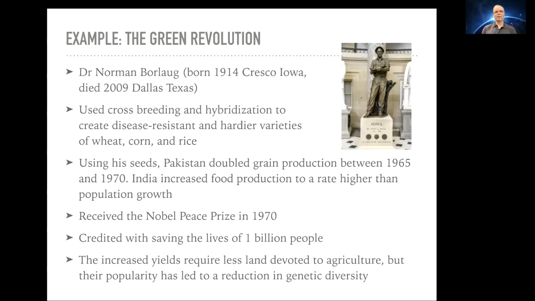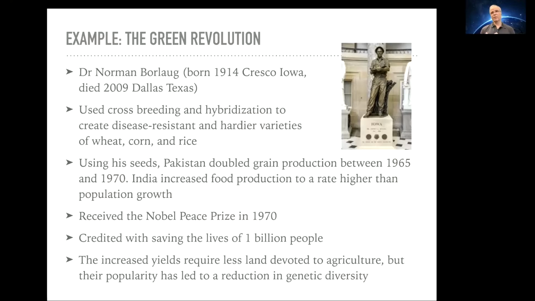So example, the Green Revolution. Dr. Norman Borlaug, born in 1914 in Iowa, died not far from here in Highland Park in 2009. He lived here in Dallas during the last parts of his years. He used crossbreeding and hybridization, genetic hybridization, to create disease-resistant and hardy varieties of basic wheat, corn, rice.